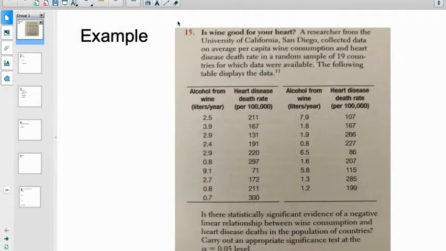Hello everyone. So today we're going to do an example. The first one is going to be a significance test, and then I'm just going to do a confidence interval with the same data. So this example is: is wine good for your heart?